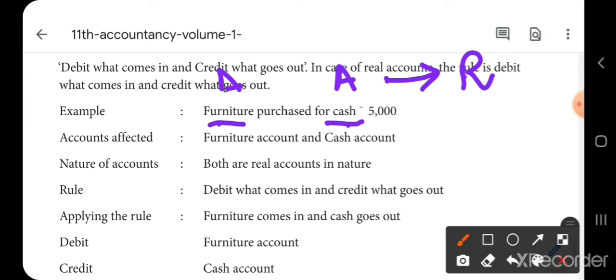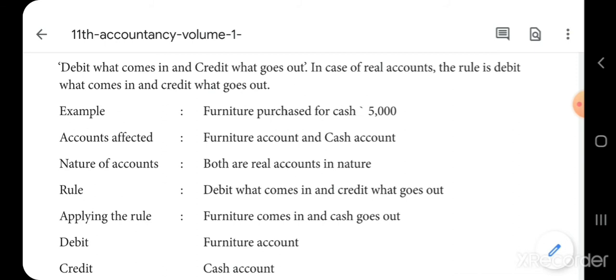What is coming in? Furniture purchase means furniture is coming into the business. So, debit what comes in. You debit furniture account. Credit what goes out. When you purchase something, you are making the payment in cash, which means cash is going out. So, credit what goes out. Cash account, you credit it. Okay. Hope it is clear.